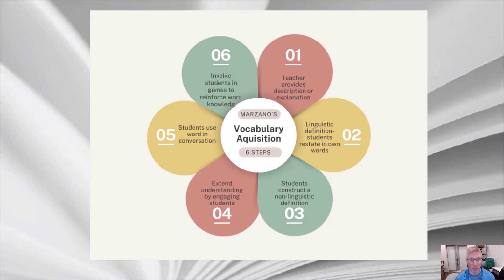Provide activities that help students further explore the nuances of the word and its usage in many different contexts. This could involve vocabulary notebooks, sentence writing exercises, interactive games. The fifth step for Marzano is to facilitate discussion.